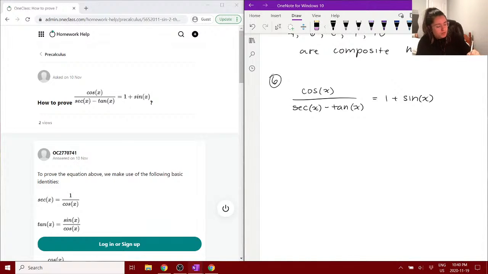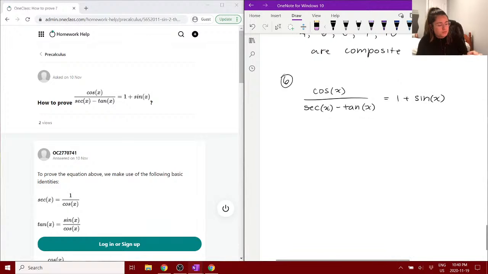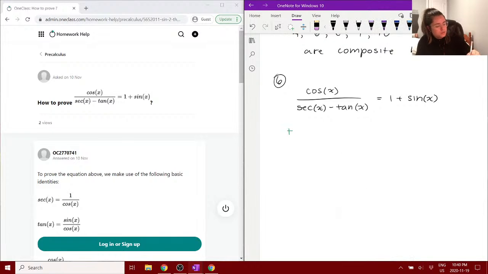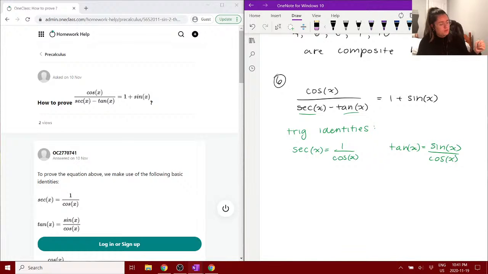So first we can write down some trig identities that might be helpful to us. We see that secant x is equal to 1 over cosine x. And we also have tan of x, which we know is equal to sine of x divided by cosine of x. Okay, so with our trig identities, we are able to solve.